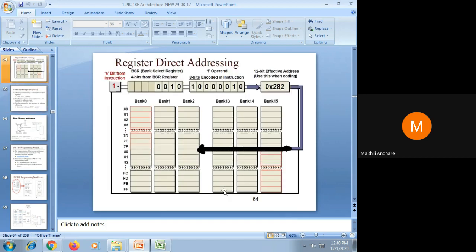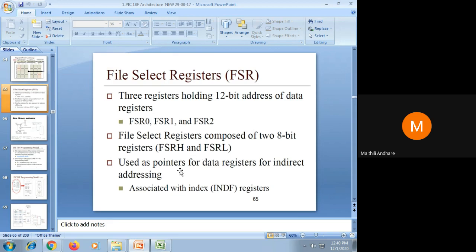And in the previous case what we have done is a direct addressing. See, the name is given direct addressing. Why direct addressing? The bank number as well as the bank location is mentioned directly. So that's why it means direct addressing. But here the bank number and the bank location can be associated with INDF register. So INDF is an index register associated with all these FSR registers.